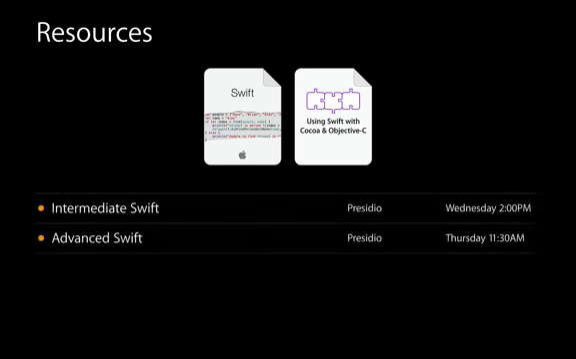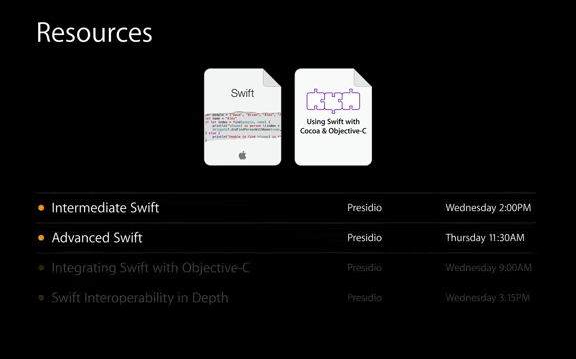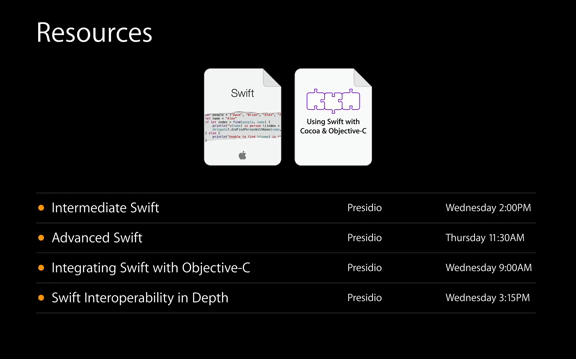We also have Using Swift with Cocoa and Objective-C. This is a document that tells you how to work with Cocoa and Objective-C from existing code, how Swift interoperates with Cocoa. For more information on the language itself, check out the intermediate and advanced Swift talks. And for more information on Objective-C and interoperability, check out the two interoperability in-depth and integrating Swift with Objective-C talks.